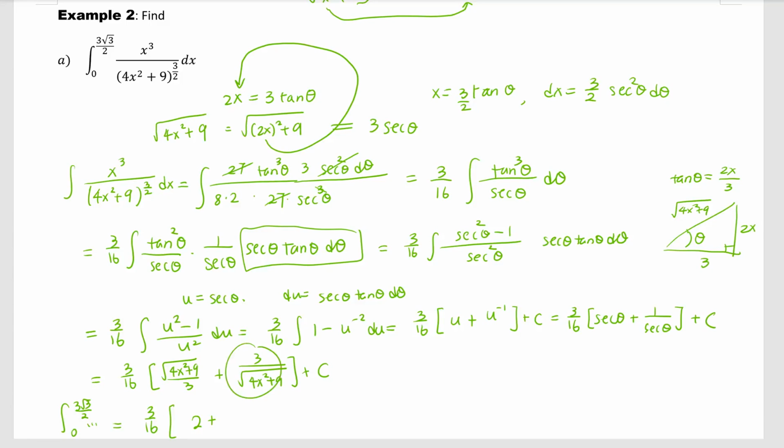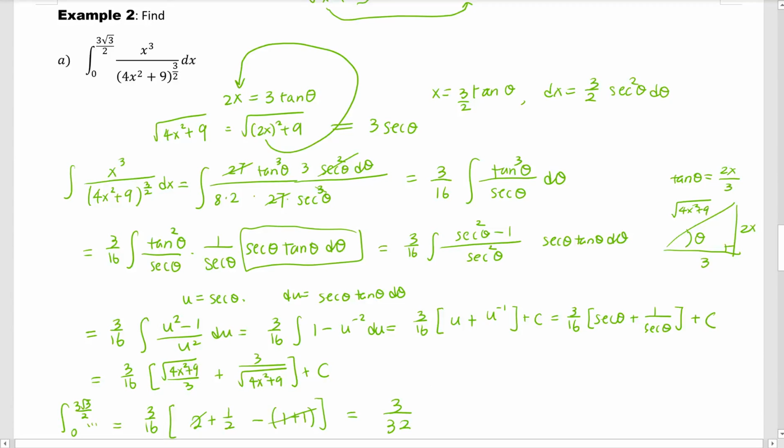Okay, and do you see this guy is the reciprocal of the previous term? So this is 1/2. Minus, oh, we plug in 0. Plug in 0, let's see, what do we see? Okay, so I should not put a parenthesis. So when we plug in 0, square root of 9, which is 3, and here we also have 1. Oh, do you see they cancel? And we get 3 over 32. So this is our answer.